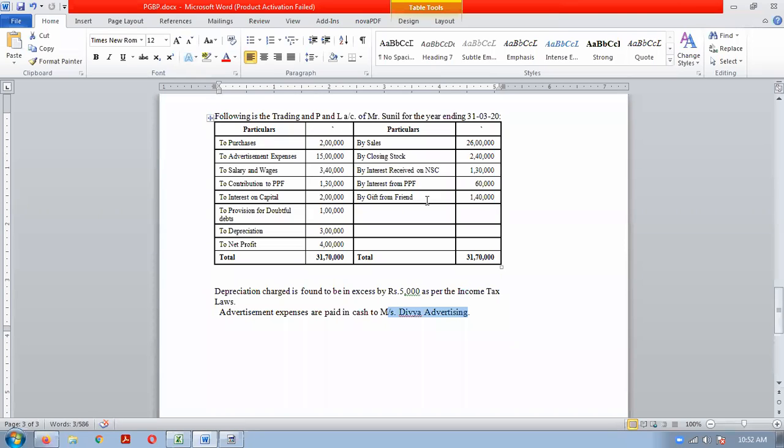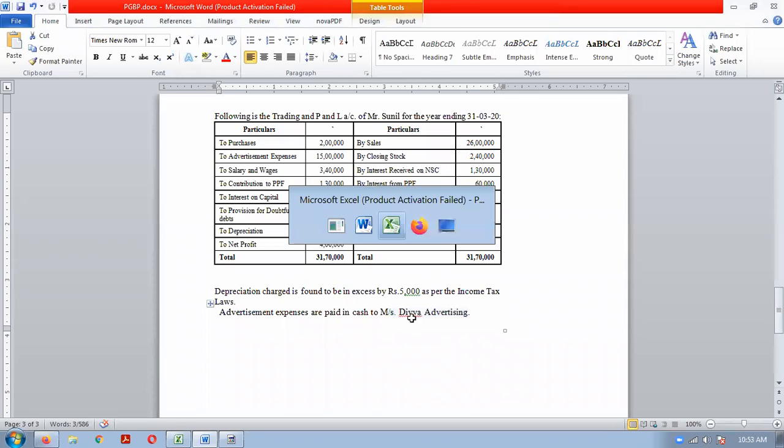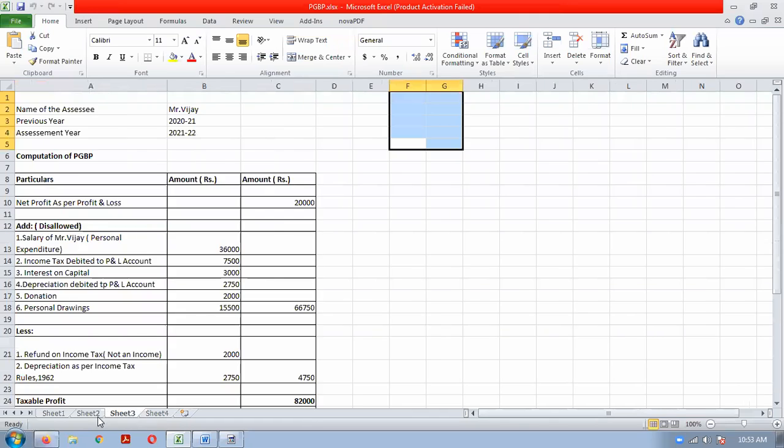So this is a simple question. Trading account and profit and loss account is given, and 2 adjustments are given. One is related to depreciation and one is related to advertising expenses. So how we will solve this sum? Let us see. Format will be same only.